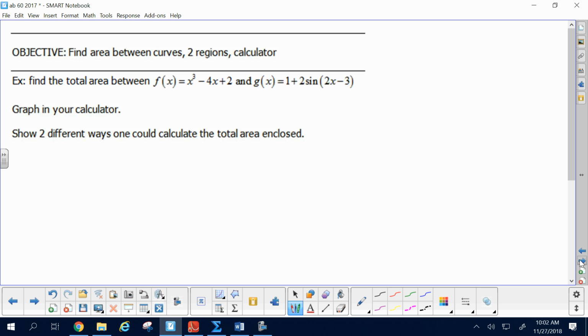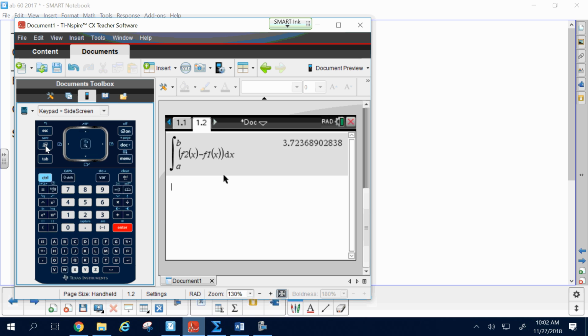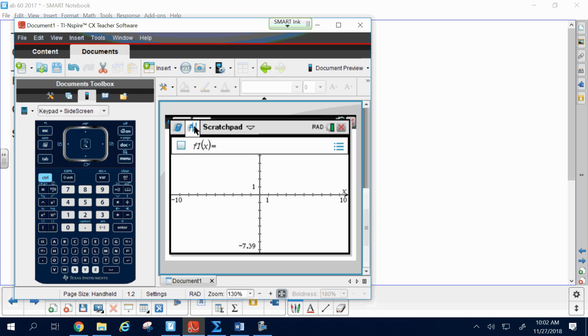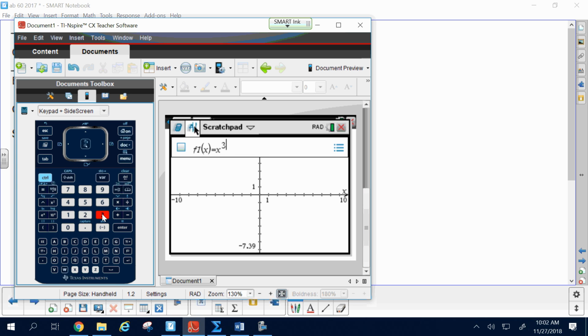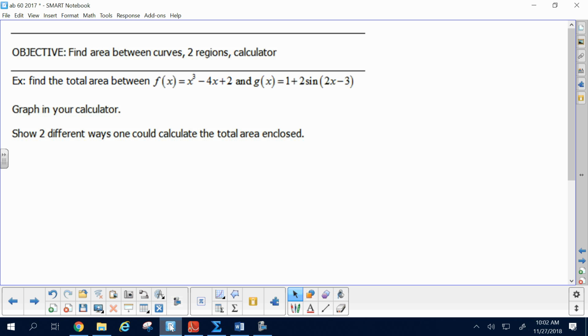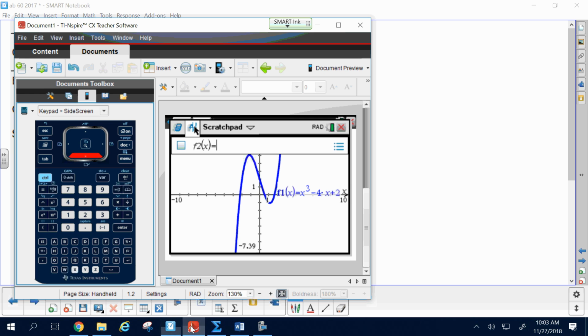Last but not least, calculator. Two regions. Would you put those two regions in? X cubed minus 4x plus 2, and 1 plus 2 sine of 2x minus 3. Is it 2x plus 3 or minus 3? Minus 3. Thank you.